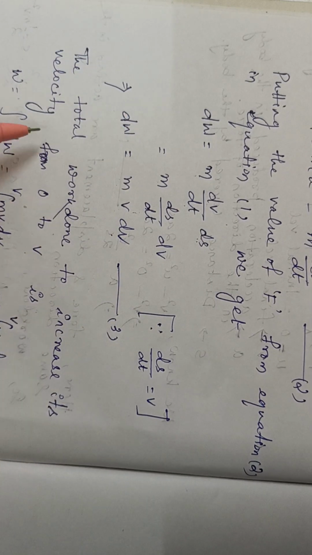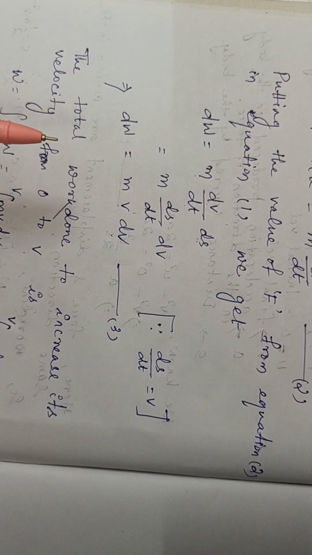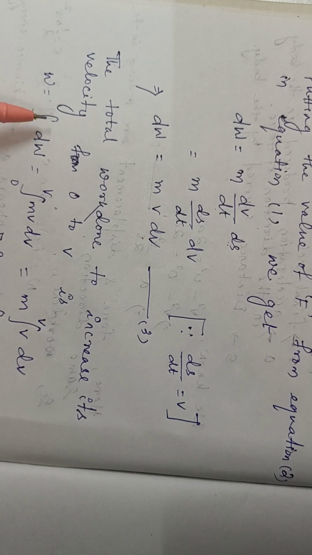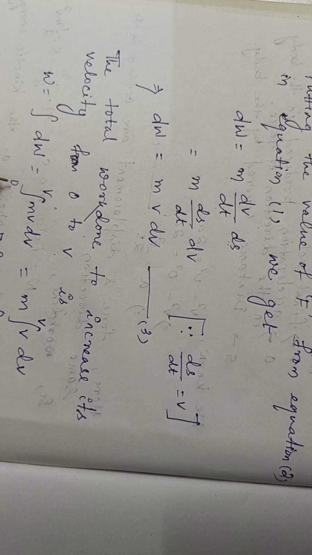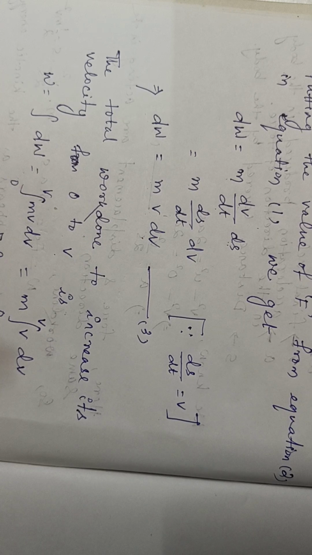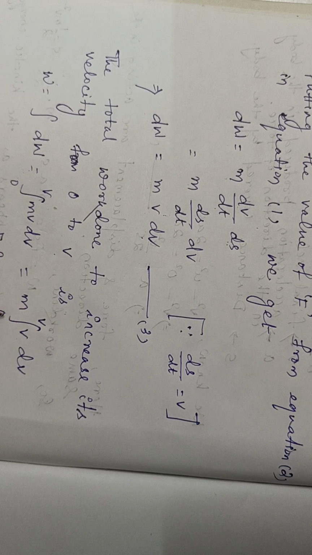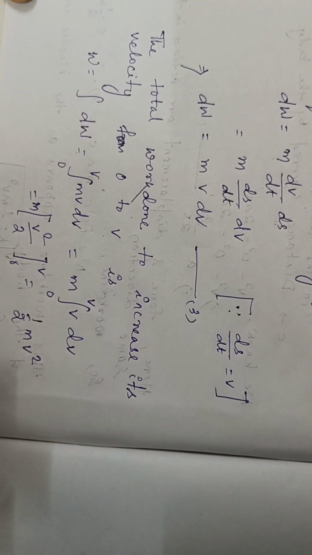Here we have got a small work done, but we have to find out the total work done. So what we have to do? We have to integrate it. So W is equal to how much? Integration of dw, that is equal to integral of mv dv over 0 to v. That is the limit. m is taken outside, and the integration of v dv has limits 0 to v. You know the basic integration: the integration of v dv is how much? That is v square by 2.